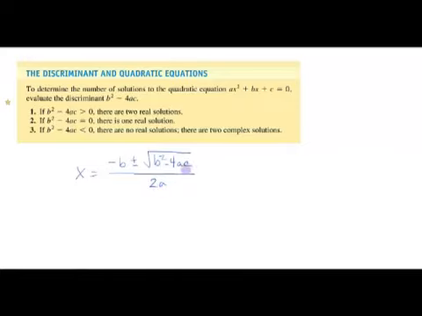If that number is negative, then we will have no real solutions, but we will have 2 complex solutions to the equation.